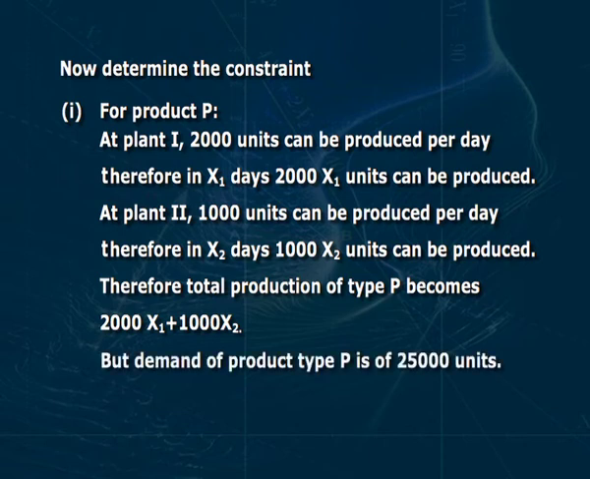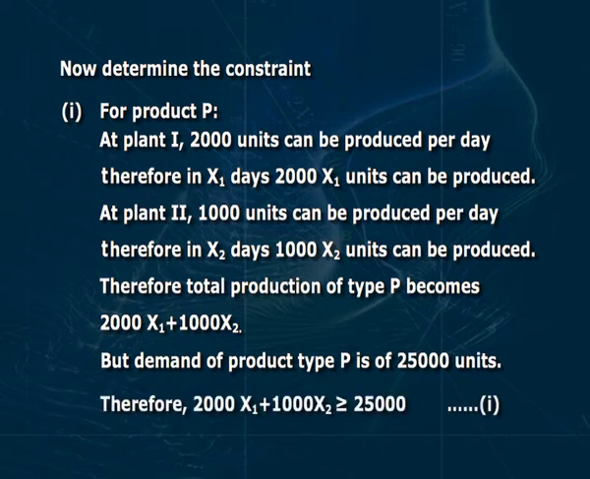But the demand of product type P is 25,000 units, and therefore 2000 x1 plus 1000 x2 should be greater than or equal to 25,000. We call it constraint number 1.